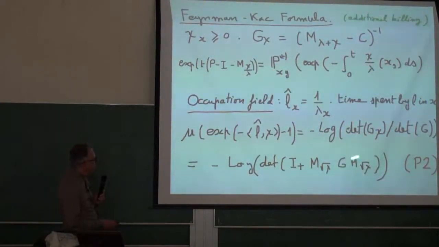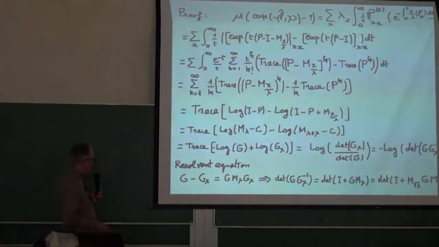Now, to get the other formula, namely this one. So this is a quotient of determinants, but I want this one. So what you use is the resolvent equation, except that it is true even if chi is not constant. See, you have this formula.